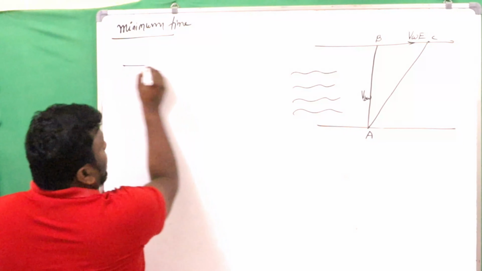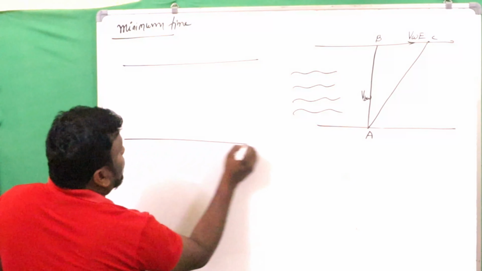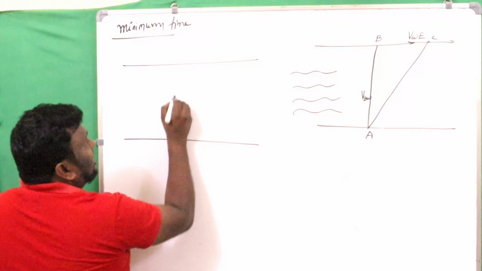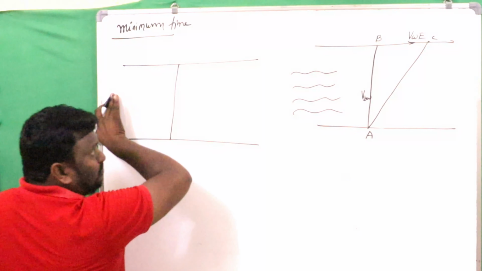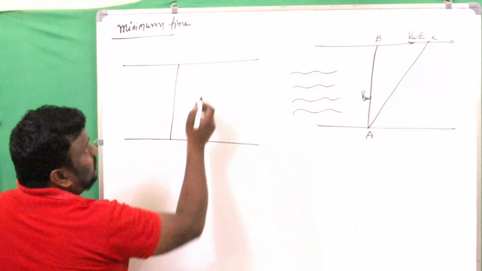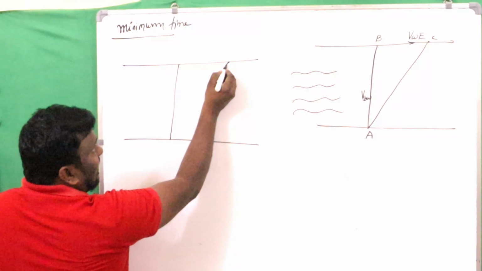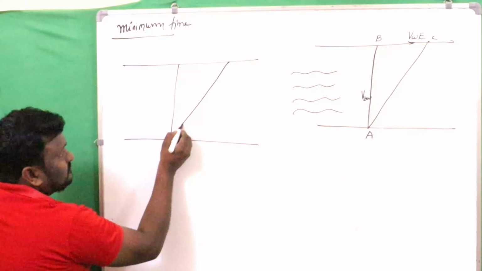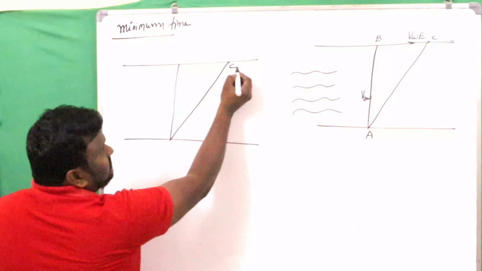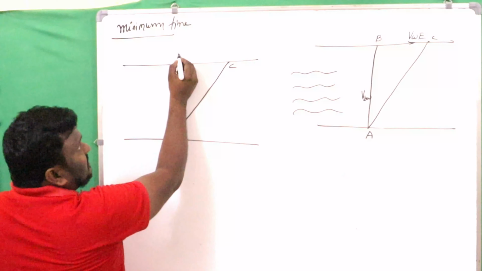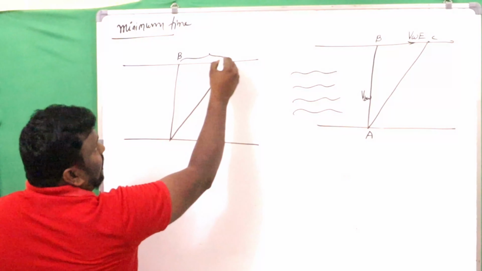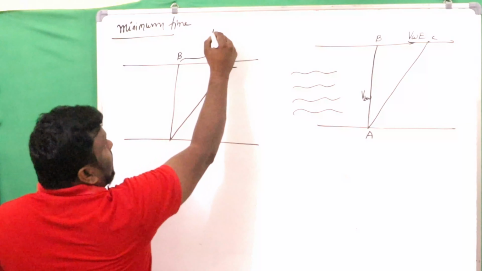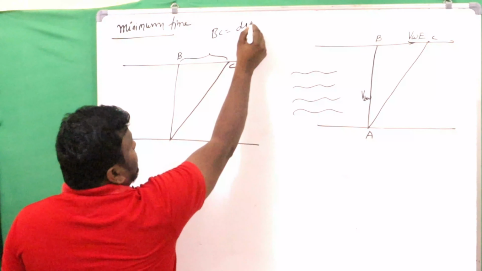Very simple. Here the boat wants to move in this direction, but the water can push the boat or drift the boat. That's why it can reach another point like this. So this is the point. Clear? Actually B is the target, but the boat can reach point C. Now BC is called the drift.